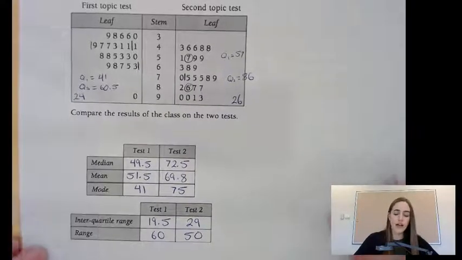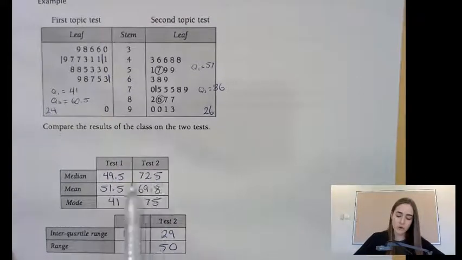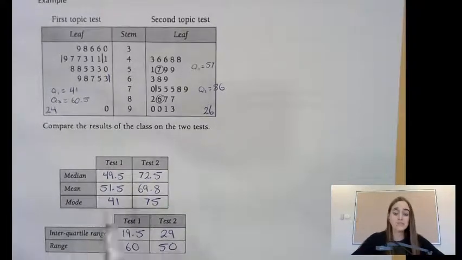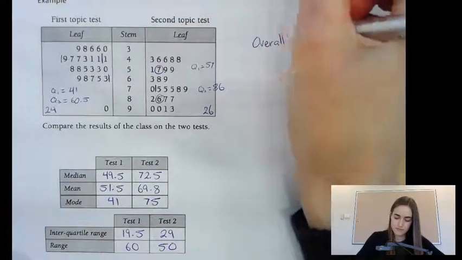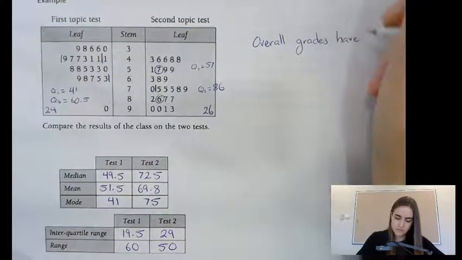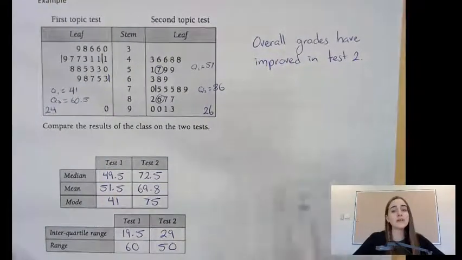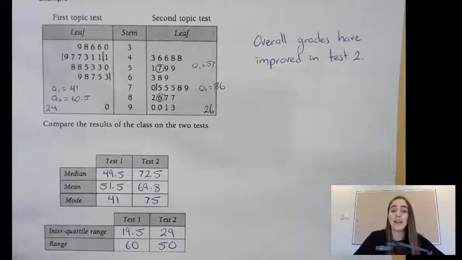If we have a look at measures of center first, we can see that for all of our measures of center, the median, the mean, and the mode, they've all increased for test 2. So what that means is that overall there's been improvement in the second test. Now, when we make a statement like that, we do need to be able to justify it as well. So not only do we need to say overall the grades have improved in test 2, we need to say how we know that as well.